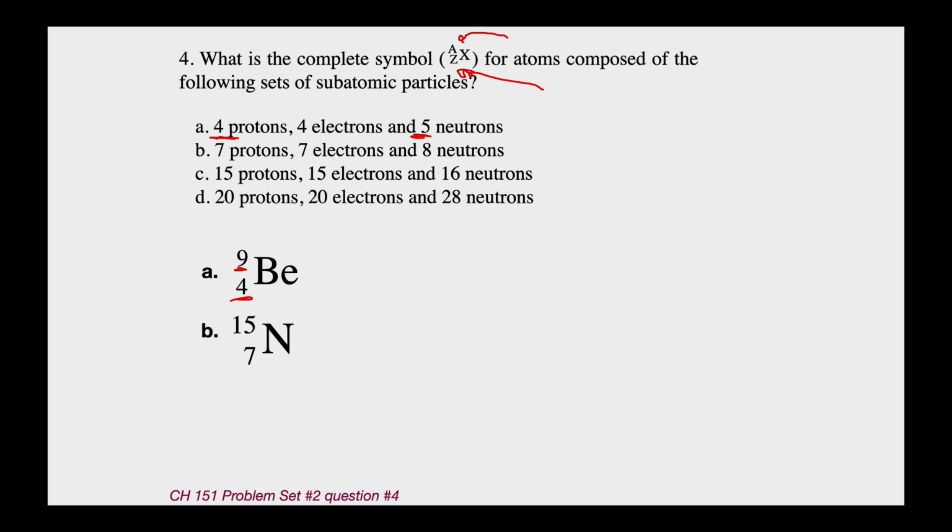And you can hopefully see the same thing on the second one too. 7 protons, so we have an atomic number of 7. And 7 protons plus 8 neutrons, 15 is the mass number. And 7 goes with nitrogen, nitrogen goes with 7 if you look on the periodic table. And the last two are very similar. The third has 15 protons, so it's phosphorus, and 15 plus 16, 31 is the mass number. And the last one, 20 protons, so it's calcium. 20 plus 28 neutrons would be 48, the mass number.